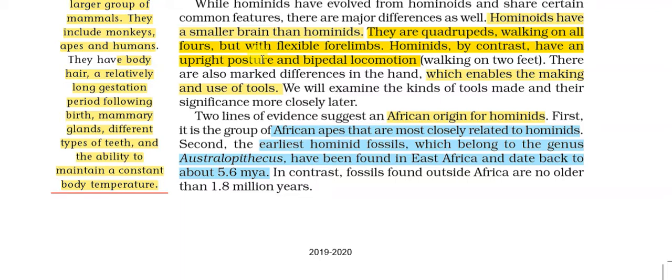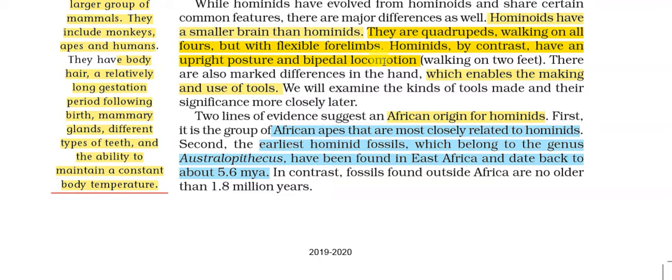Upright posture means that their spinal cord is erect, it's straight, like we have. And they have bipedal locomotion. Bipedal locomotion is walking on 2 feet. Instead of using all 4 limbs, hominids are walking on 2 feet.